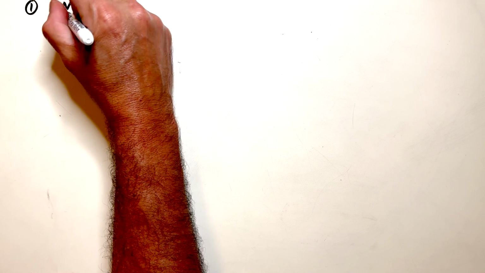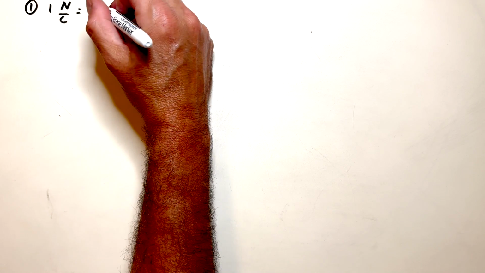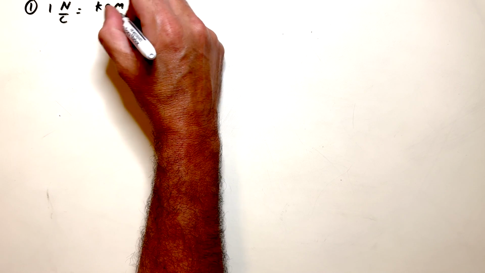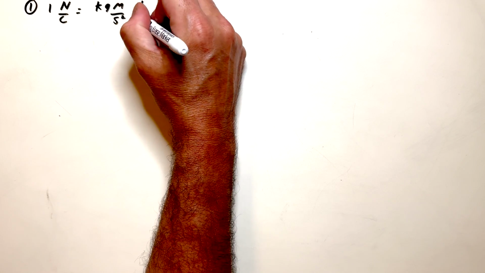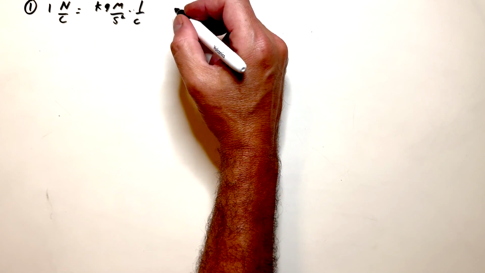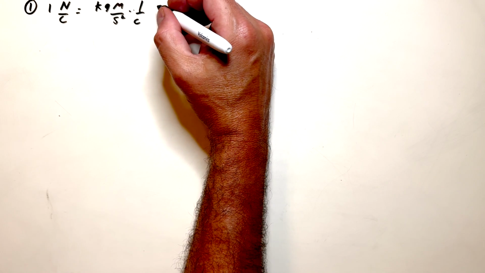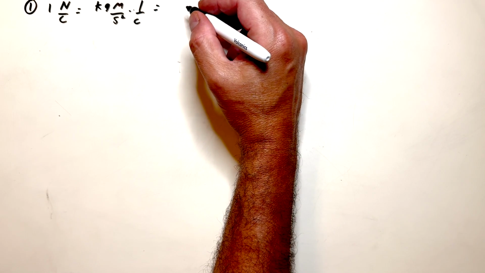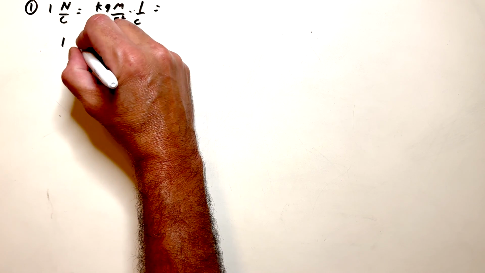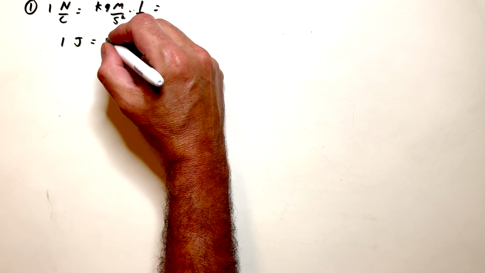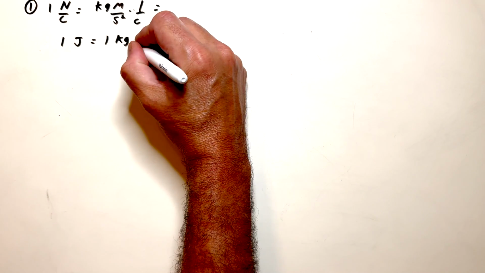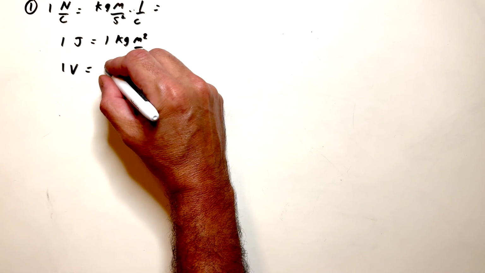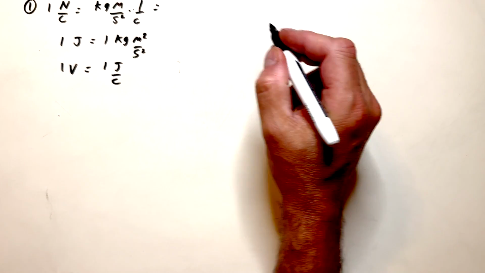1 newton per coulomb is equal to, well, that's a kilogram meter per second squared times 1 over coulombs, because a newton is a kilogram meter per second squared, because the definition of force is mass times acceleration. And this is almost what I need. We need to remember that 1 joule is equal to 1 kilogram meter squared per second squared, and that 1 volt is equal to 1 joule per coulomb. So that's where we're headed.